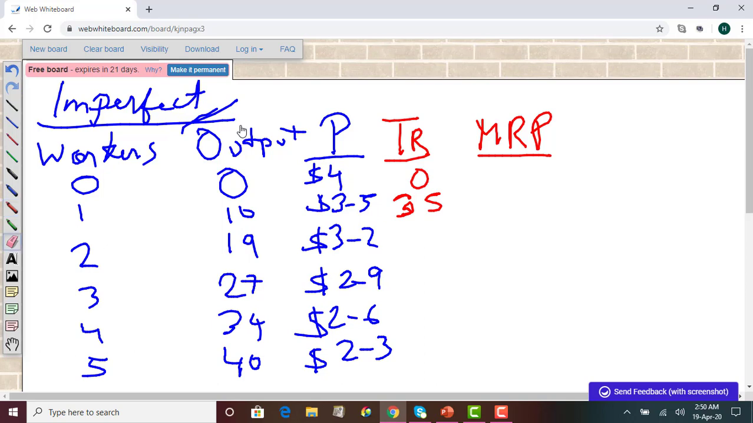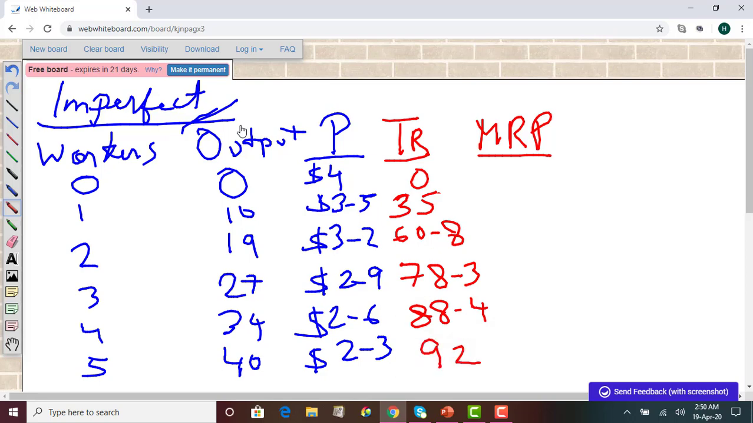0, then 10 times 3.5 is 35. Okay, then we have 19 times 3.2 is 60.8. Then we have 27 times 2.9 is 78.3. Then we have 34 times 2.6, we have 88.4. Then we have 40 times 2.3, we have $92.